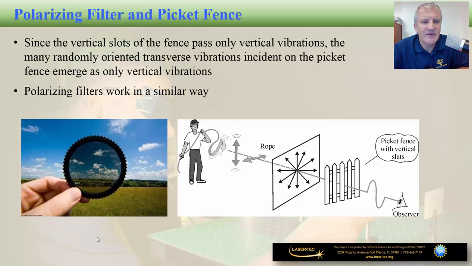So the light that's coming from the sun is unpolarized, and this polarizing filter here acts as a picket fence whereby it is going to pass only one direction. What is going to come to our eye is going to be linearly polarized light in a specific direction, while all other directions are going to be blocked by this polarizing filter.